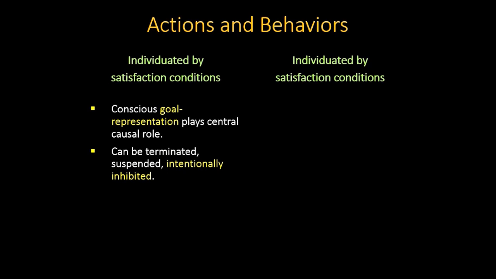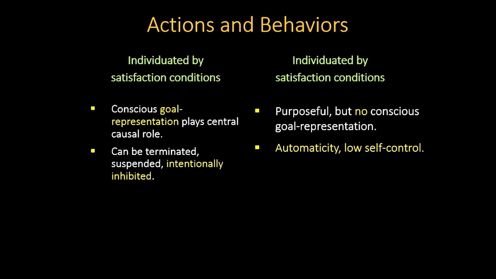Actions are directed at a conscious image of a goal, and actions are something that you can terminate, suspend, or willfully inhibit. An action is something you can stop. But a behavior may very well be purposeful from a third-person perspective, but you have no conscious goal representation. Behaviors are rather automatic, and the self-control for behaviors is much lower than for actions.